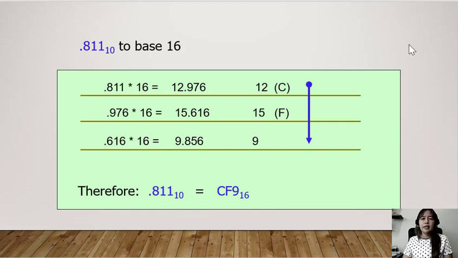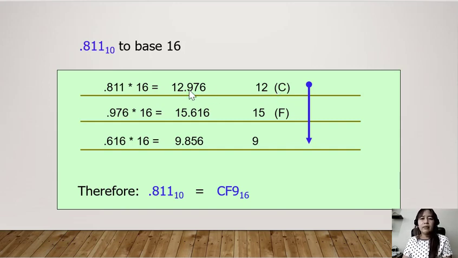Okay, so if it is in decimal form like 0.811 in decimal, and you want to convert it to hexadecimal, you need to continuously multiply it by 16. So 0.811 times 16 will give you 12.976. You set aside the 12 and convert that number into its alphanumeric equivalent. So that's equivalent to letter C.